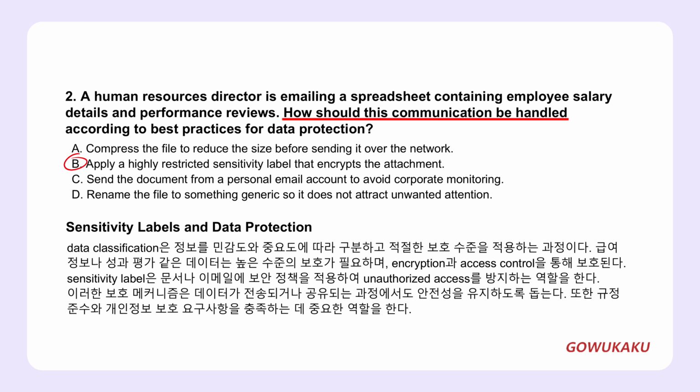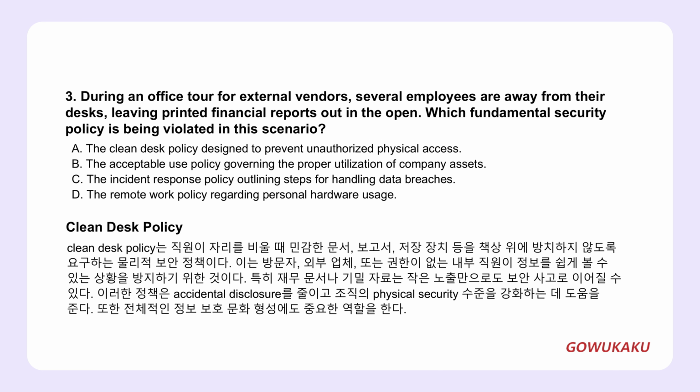That's brilliant. But we can have all the digital encryption in the world, and it doesn't matter much if we completely ignore physical reality. Yeah. Digital negligence is one thing, but let's connect that to physical workplace negligence. Question 3. During an office tour for external vendors, several employees are away from their desks, leaving printed financial reports out in the open. Which fundamental security policy is being violated in this scenario?